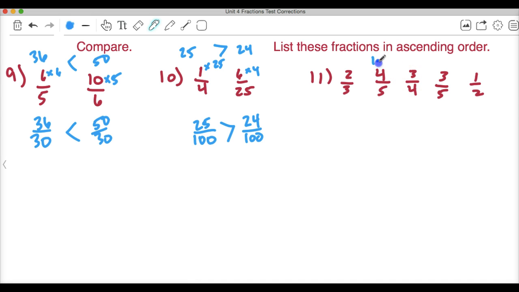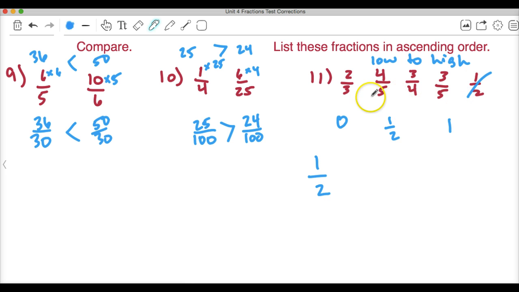Alright, the next one is to list these fractions in ascending order, so that means going from low to high. What I would do is first think about benchmarks. I'm looking at these fractions, and if I'm thinking about 0, 1/2, and 1 whole as our benchmarks, I know from looking at these that all of these fractions are larger than half except for this one. Obviously that one is half, so that's going to be my smallest one.